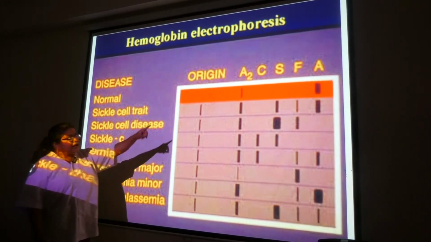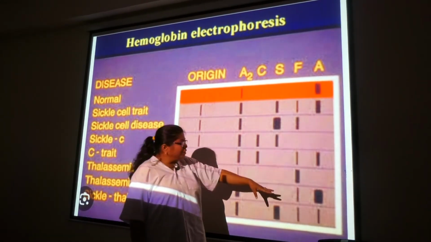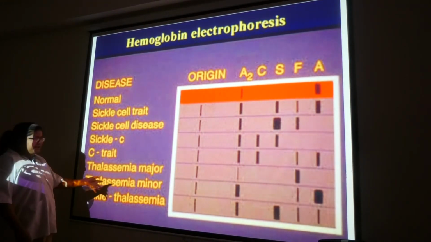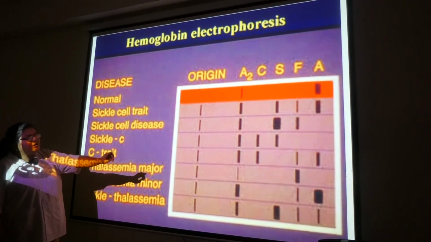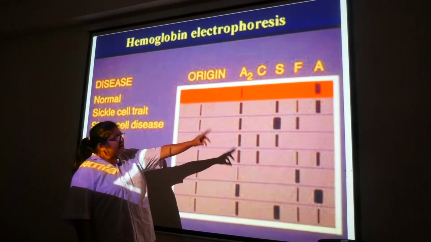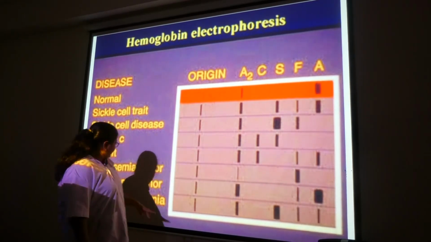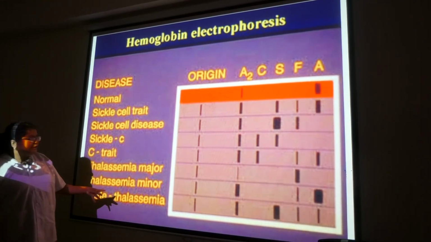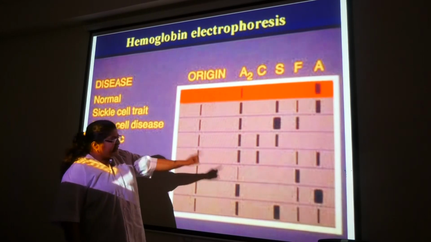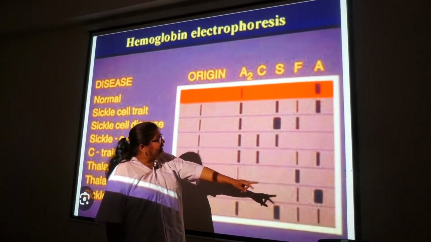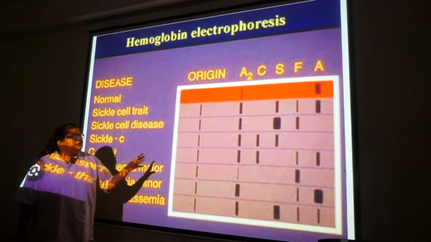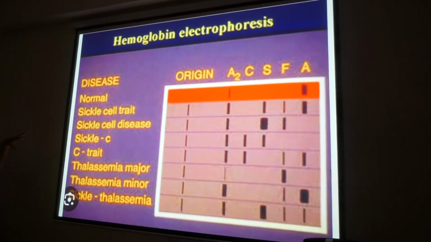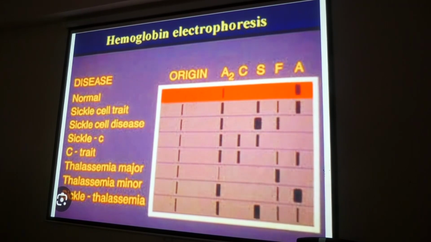Thalassemia major, there will be more fetal hemoglobin, so the F band is more. Thalassemia minor, there will be a little bit of F band, and A band and A2 band. And in the case of sickle cell with thalassemia, there will be S band, F band, A band and A2 band. By these bands, we can understand what kind of hemoglobinopathy is there.